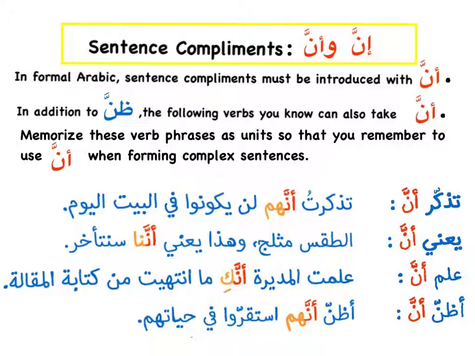And last but not least, we have أظن أنهم استقروا في حياتهم. I think that they settled in their life. So you have the verb أظن أن and the object, and the subject is in the verb, أظن, أنا. Since أن here links the sentence complements to the verb, لن يكونوا في البيت اليوم is the sentence complement, and it relates to تذكرت أن.